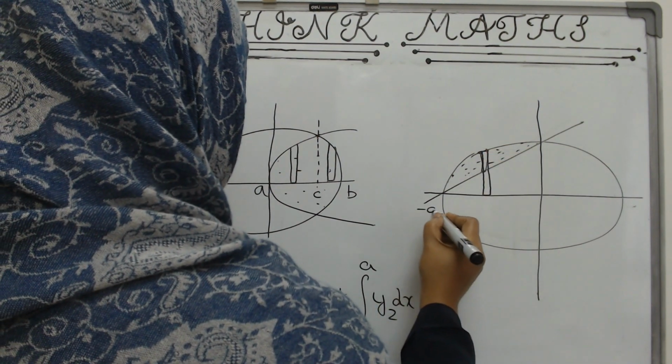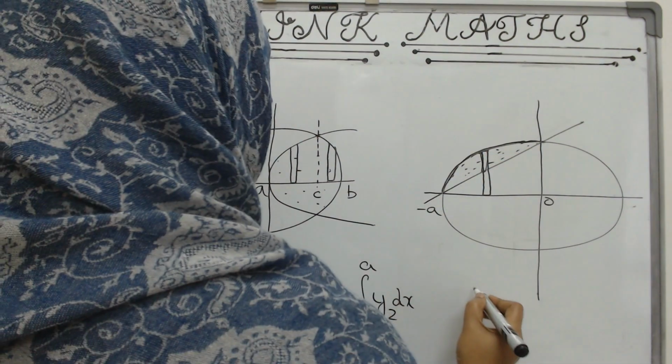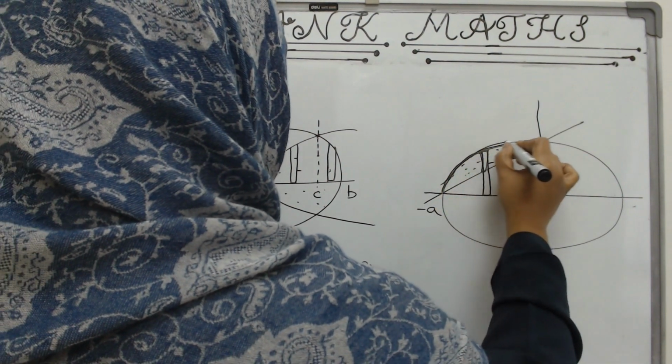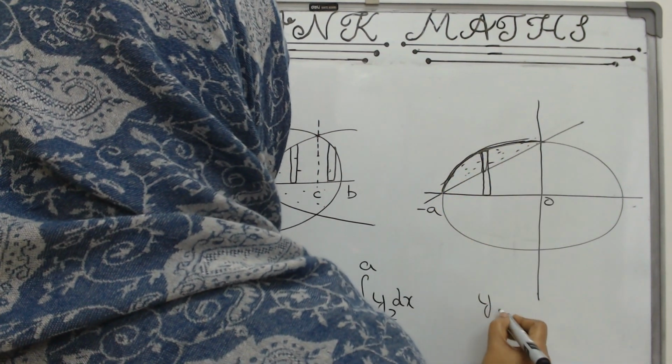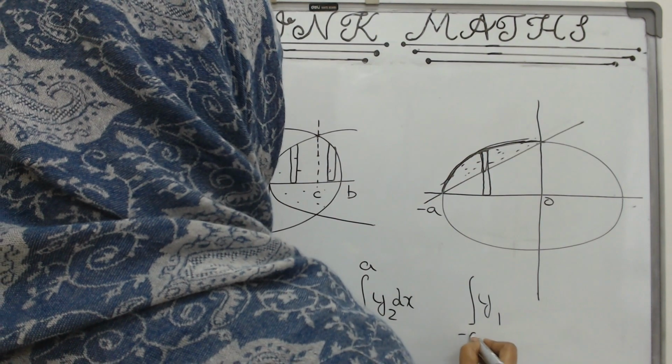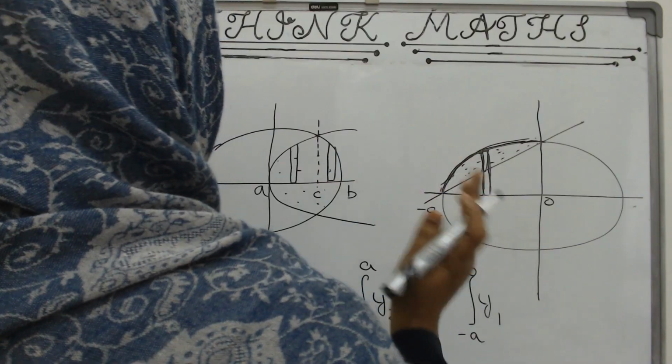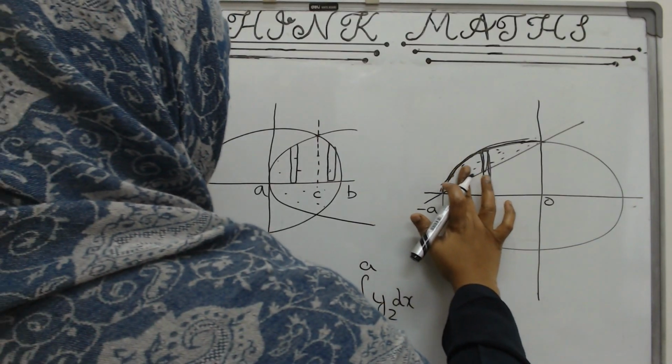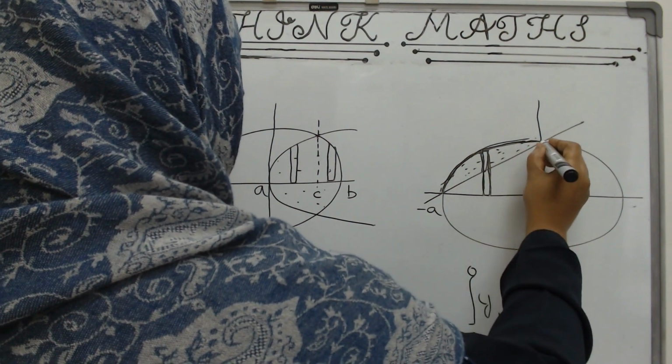Suppose this is say minus a and suppose this is 0. Then by integrating the ellipse, I will take this as y1. So we can integrate the ellipse from minus a to 0. That will give you what? That will give you the area of this entire region.